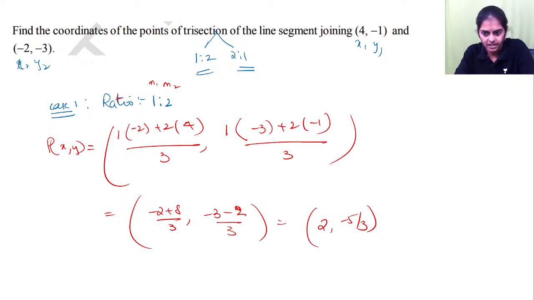2 comma minus 5 by 3. Correct, beta, correct. Great, great, great. Chalo. Next, I hope you can do. So next, what will you do?